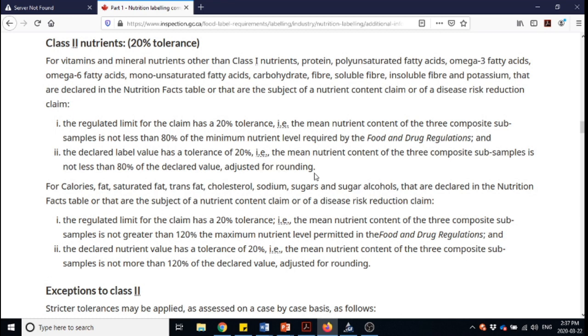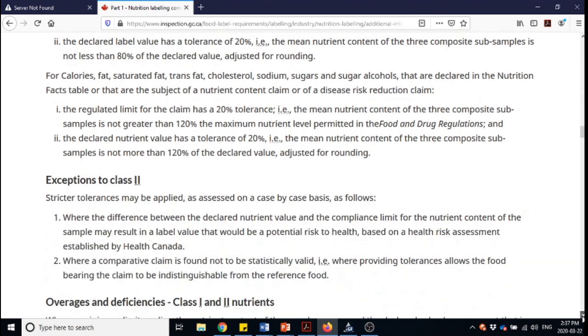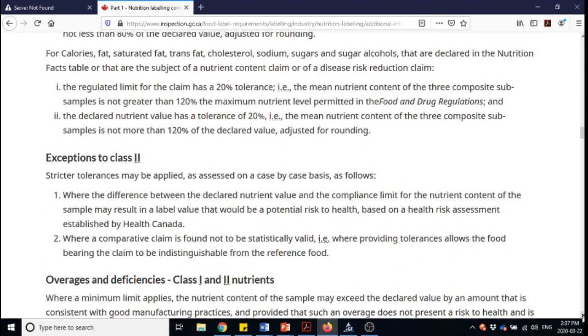So the mean nutrient content of the 3 composite samples is not less than 80%. And down here it's saying that the regulated limit for the claim has that 20% tolerance. So it can't be greater than 120% of the maximum nutrient level permitted. So it's also on a case-by-case basis, because there has to be a health risk evaluation.